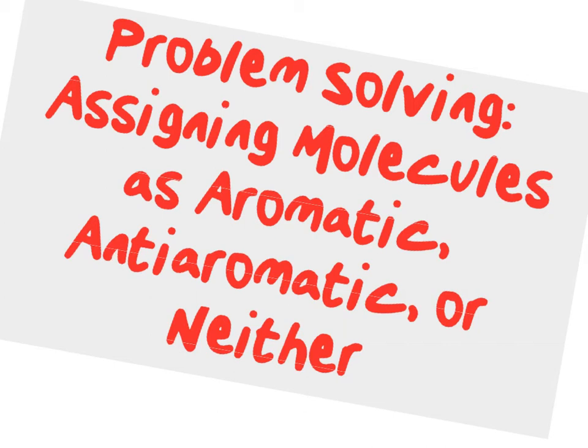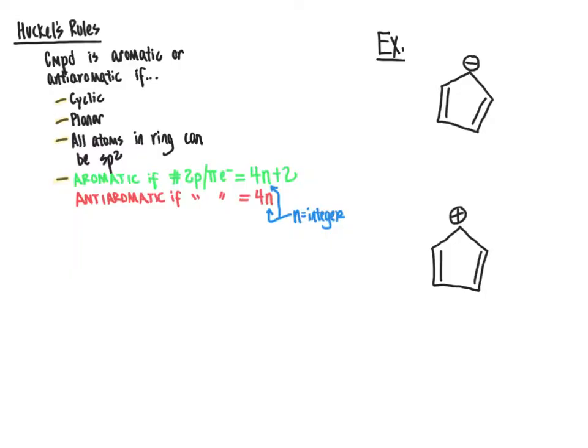In the last video, we went through the criteria referred to as Huckel's rules, which determine whether a molecule is classified as aromatic, meaning extremely stable, anti-aromatic, meaning extremely unstable or less stable than would be anticipated for a comparable conjugated molecule, or whether the molecule is neither aromatic nor anti-aromatic. In this video, we are going to walk through a few example problems to make sure that we are all on the same page about identifying molecules or classifying them as aromatic, anti-aromatic, or neither.